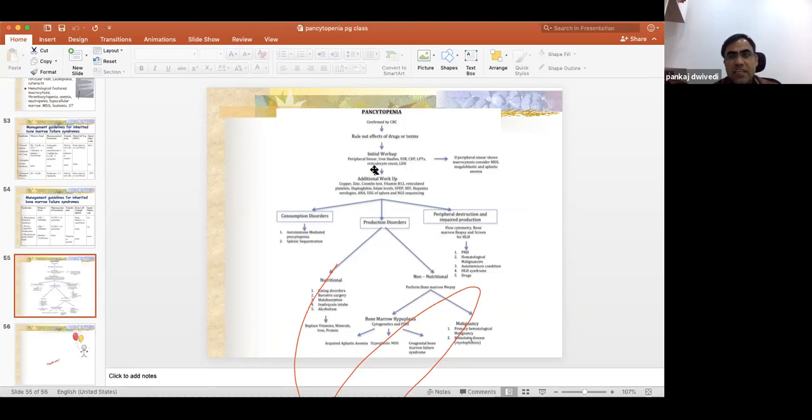For example, in secondary HLH, you may rule out some infection, and if the infection goes down, along with a small amount of chemotherapy the child can be better, or may require a full protocol, depending on the clinical scenario. In primary HLH, definitely transplant is the option.